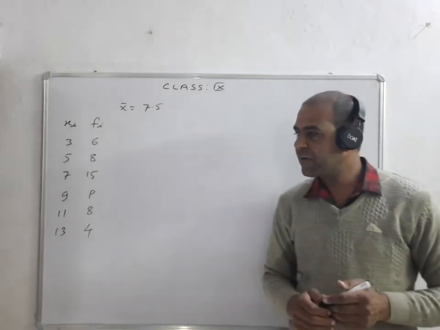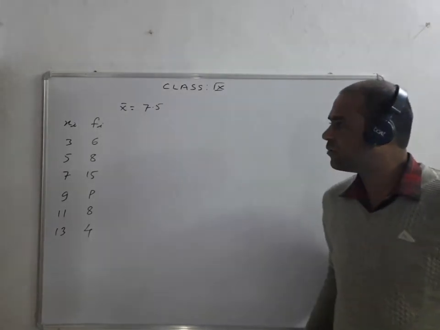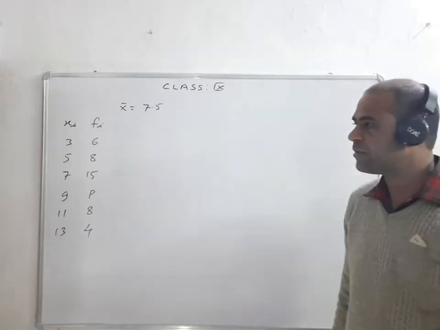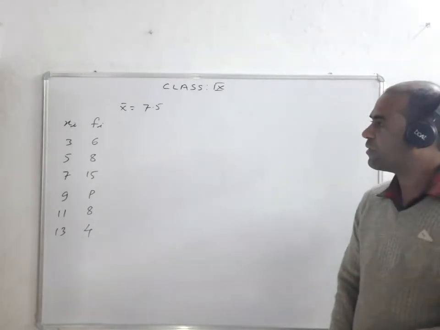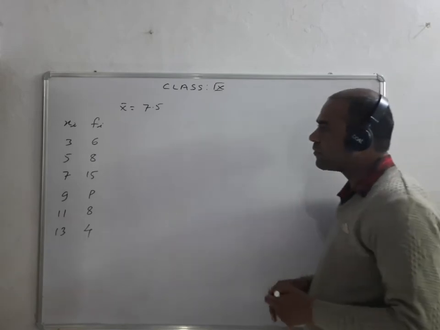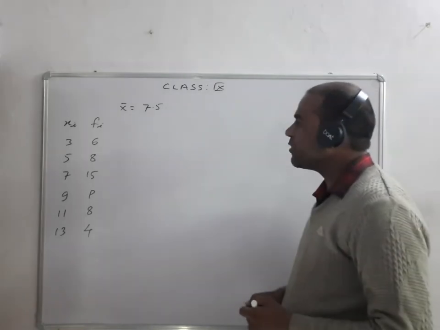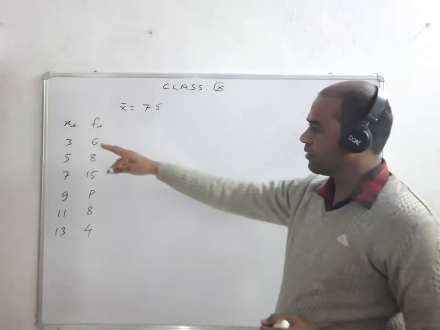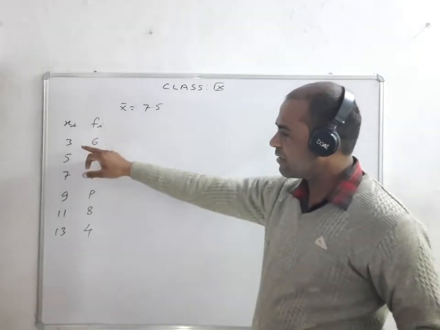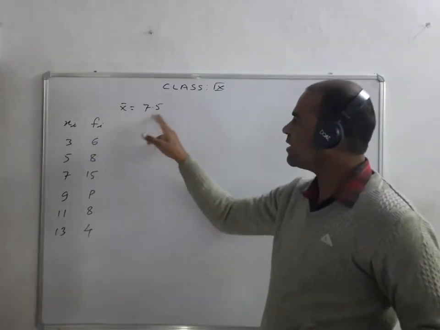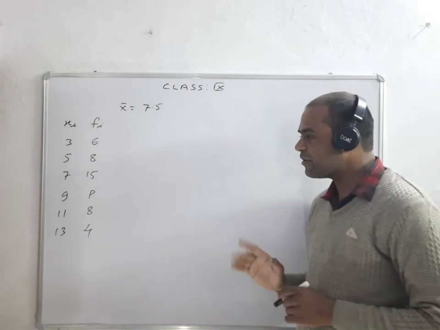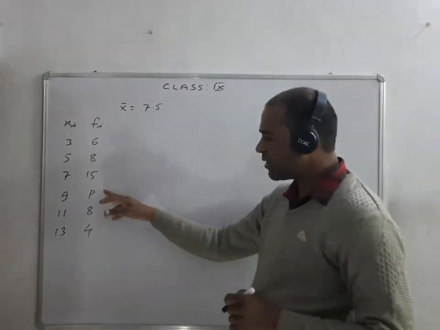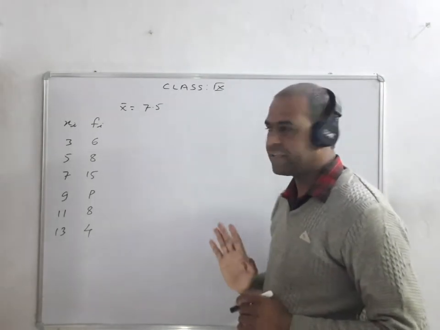Today we are taking the practice question of measure of central tendency: mean, median and mode. Our first question is, if the mean of the distribution, with xi and fi given, is 7.5, find the value of p. Here p is the unknown number in the frequency.